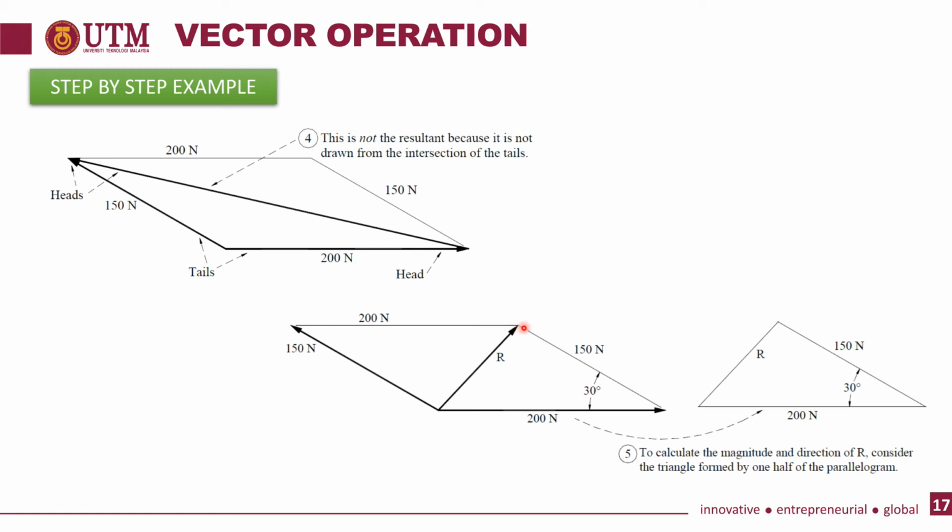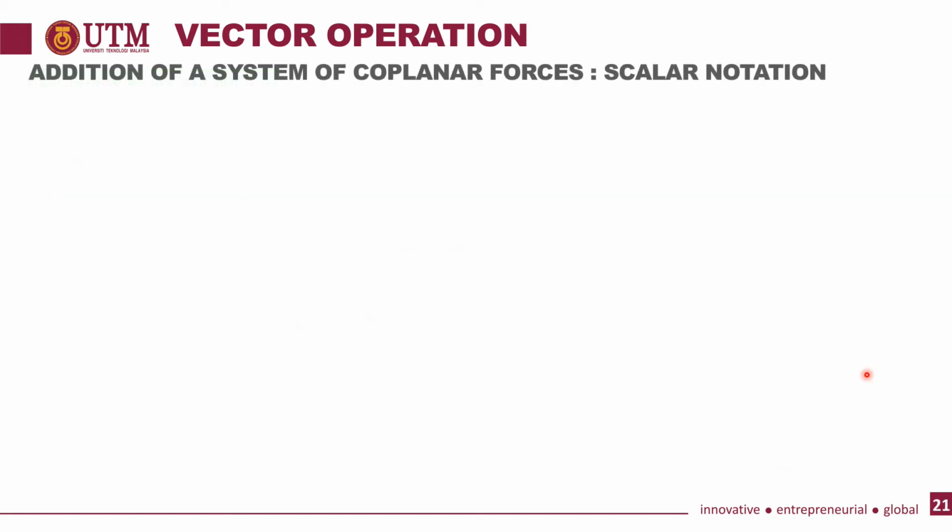Alright, so from this parallelogram law, as you can see, you can convert it into a triangle, by using this parallel line that you have drawn, 150 Newton, and this is 200 Newton, and this is the resultant force R, and you have the 30 degrees that has been given. From this parallelogram you can convert it into a triangle. In order to find the resultant force R, you can use the sine or cosine rule. Here you are already given 30 degrees, so you can use the cosine law.